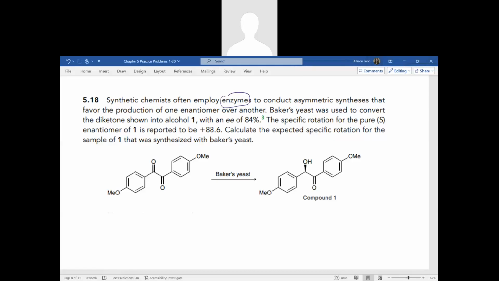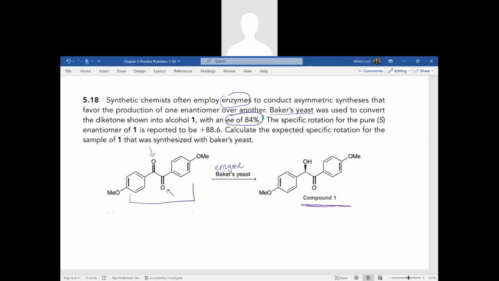So in this scenario here, baker's yeast was used as our enzyme to convert this diketone shown here, so we have those two ketone groups here, into alcohol 1, which is called compound 1 here. And we're given some information such as the percent EE, or the enantiomeric excess, of 84%.